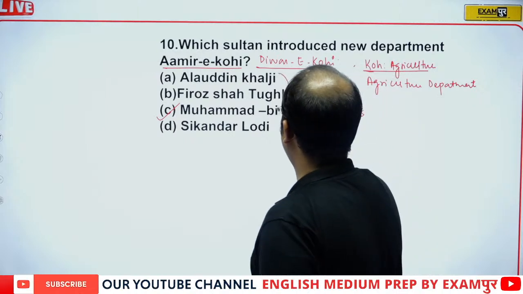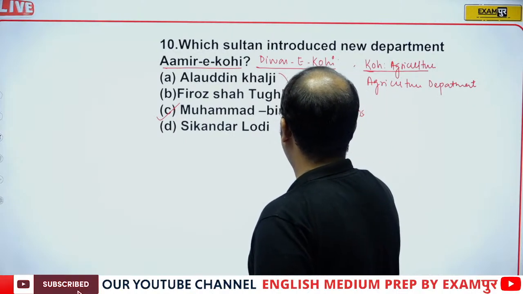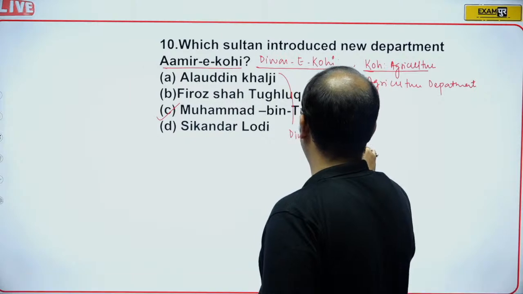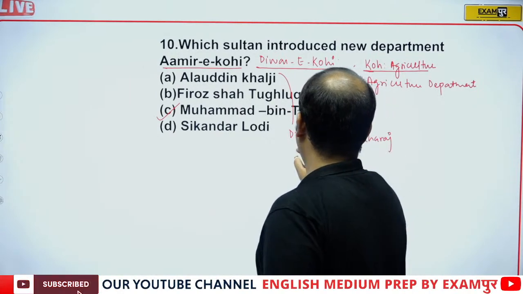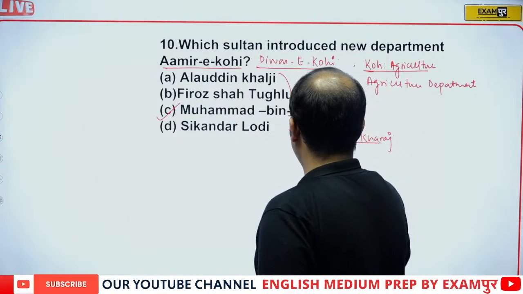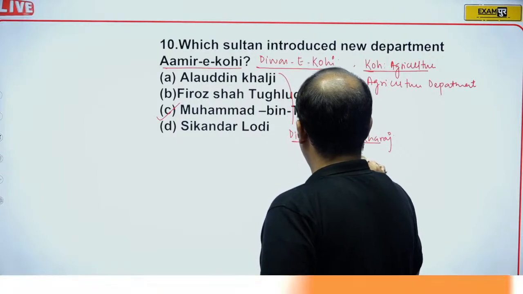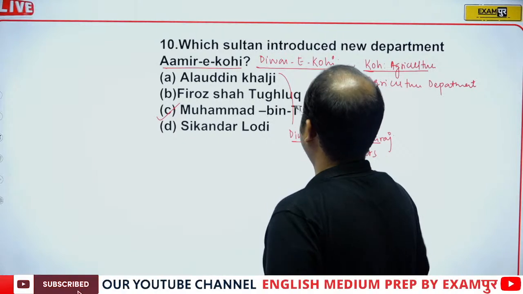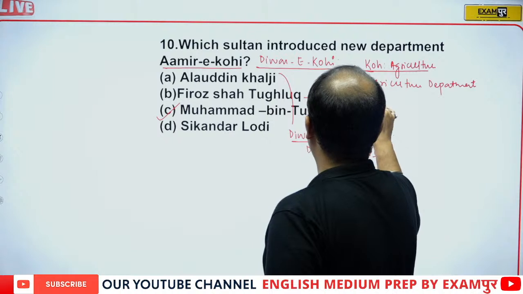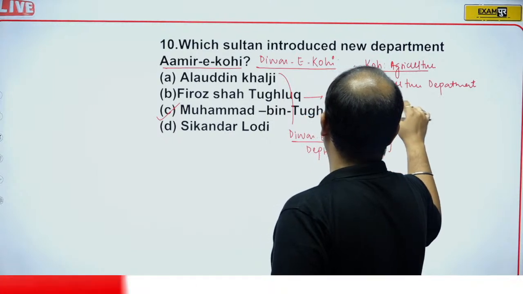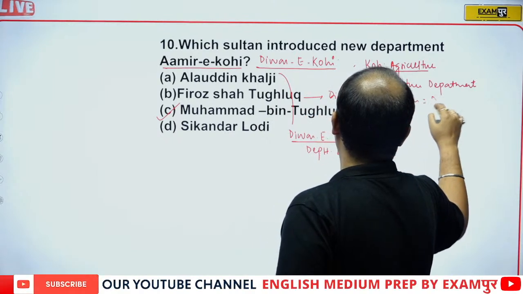Alauddin Khilji started Diwan-e-Mustkharaz, that was the department of arrears. Then Firoz Shah Tughlaq started Diwan-e-Bandagan, that is the department of slaves.